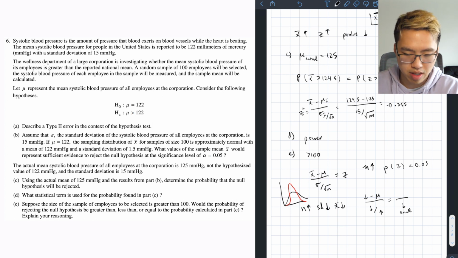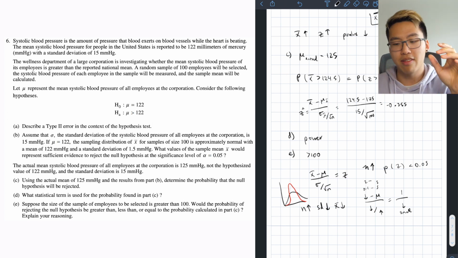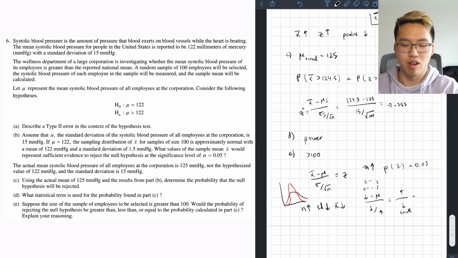So if our mu is like 5 and our x bar is like 2, and that x bar suddenly goes down to like 0.1, the magnitude of 0.1 minus 5 is going to be bigger than the magnitude of 2 minus 5. So this is going to be increasing. So when you have this fraction where the numerator is getting bigger and the denominator is getting smaller, that will result in an overall value that gets bigger.